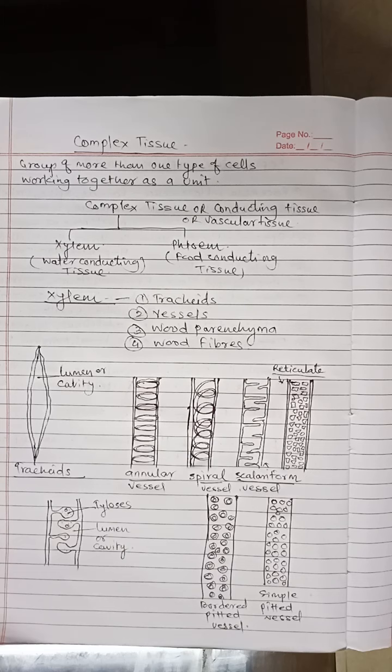Now today we study about the first complex tissue, that is xylem. Xylem is made up of four types of tissues or elements. They are tracheids, vessels, xylem parenchyma and xylem fiber or wood fibers.